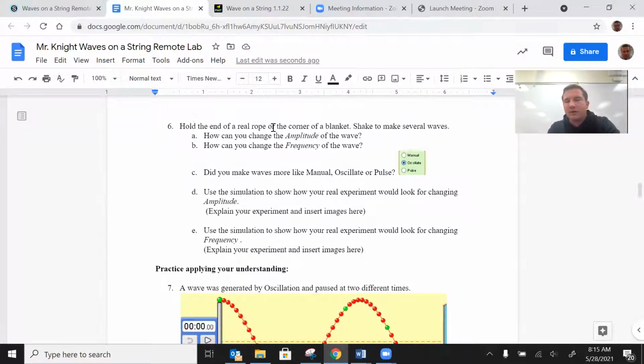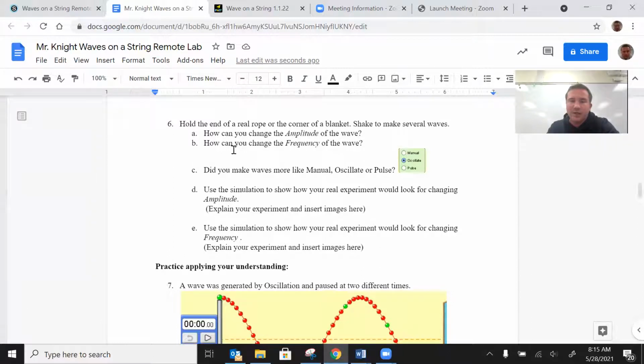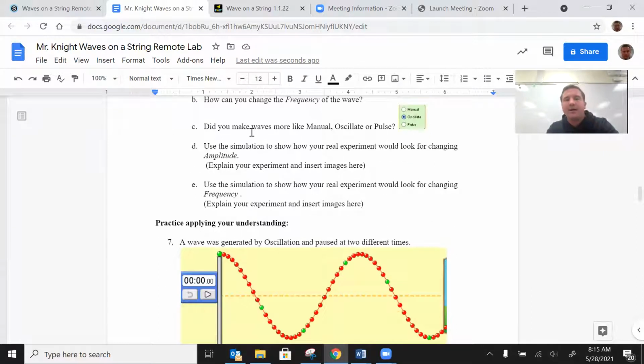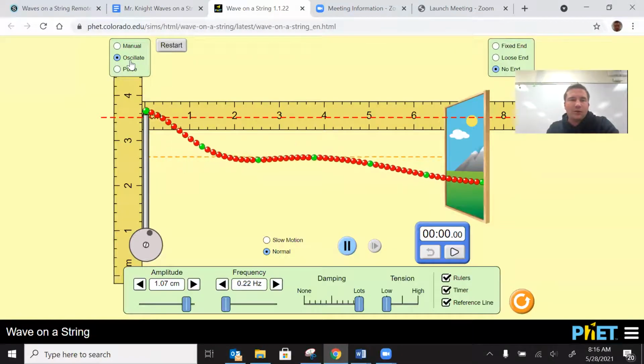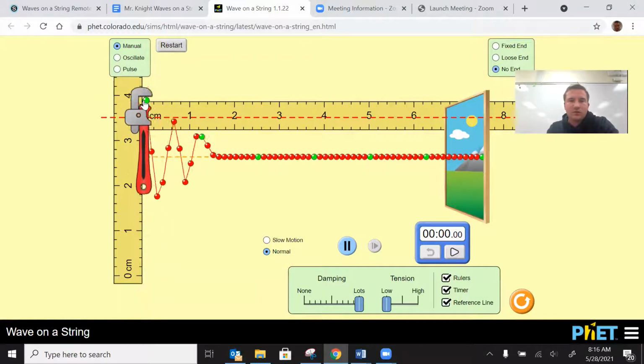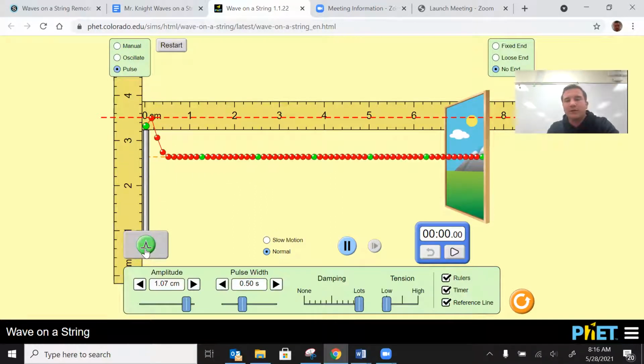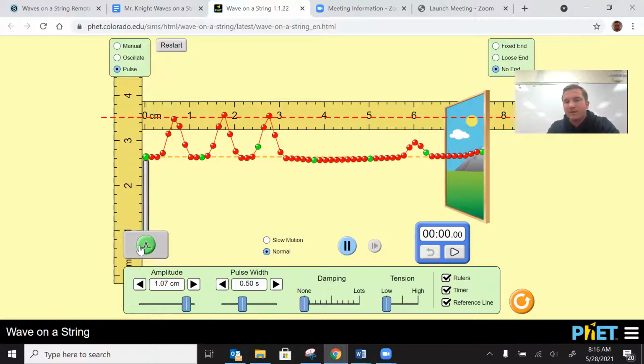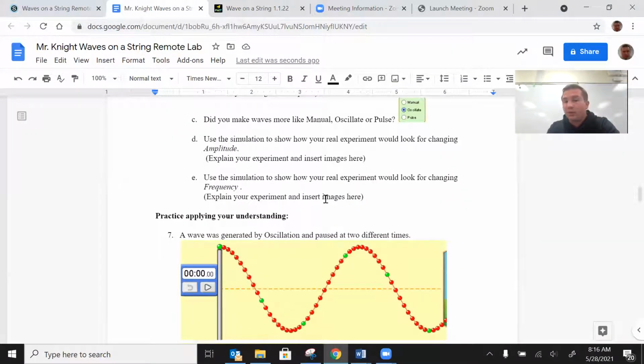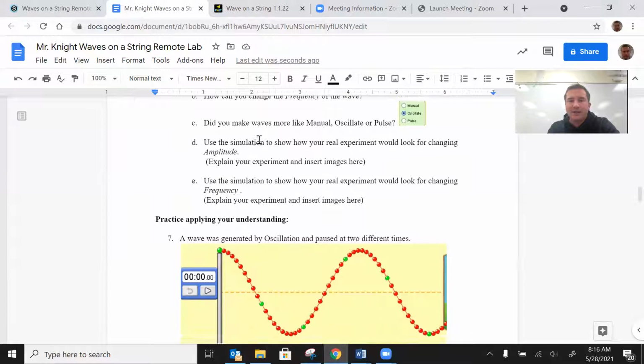Hold the end of a real rope or blanket. We don't have one, so you'll probably just have to pretend and imagine, right? How can you change the amplitude? How can you change the frequency? Did you make waves that were more like manual, right? So here's manual waves or pulse waves. Oh, I still have damping way up. Right, what kind of waves did you make, or would you make if you had a blanket or a rope?